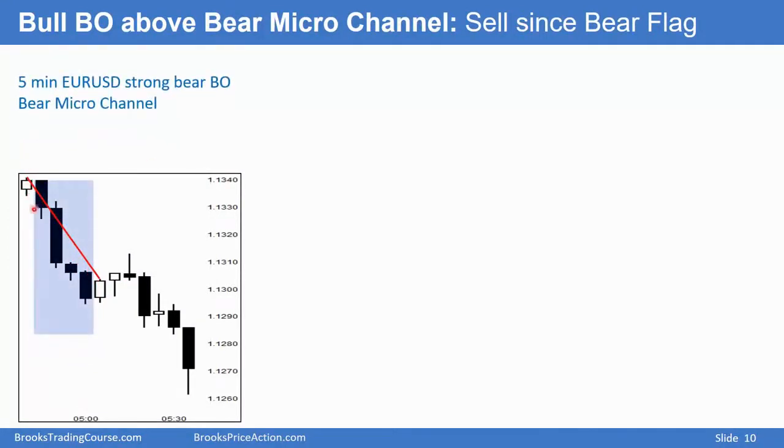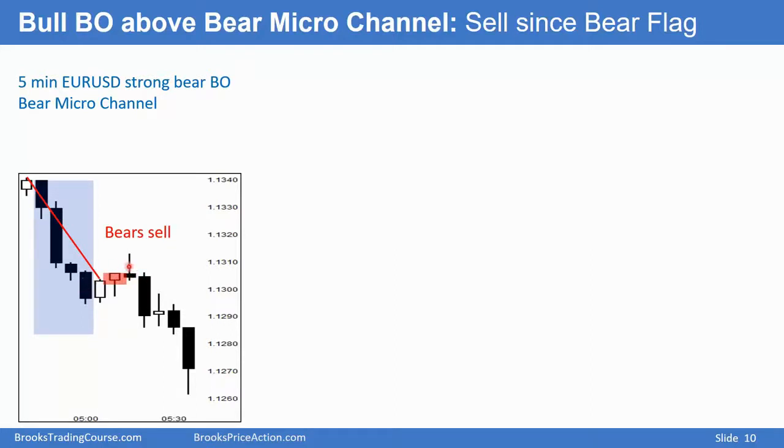Here we have a 6-bar bear microchannel. This is the first reversal up above the high of the prior bar. So that is a breakout above the bear microchannel, the bear trend line. Bears can sell at the high of this bar. They get filled over here. Or they could sell on the resumption down.